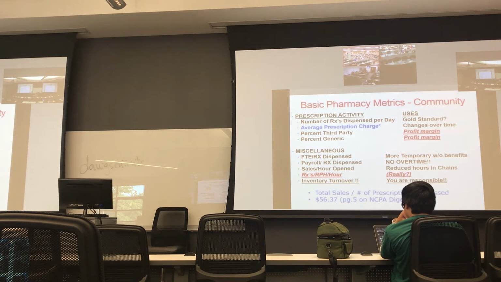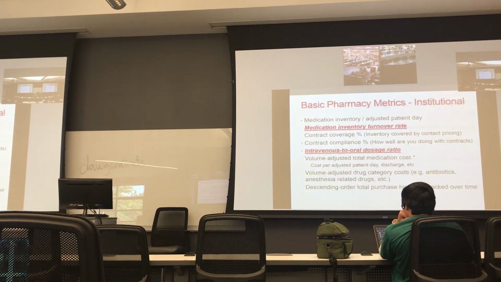And then here, inventory turnover, and if you're the pharmacist, probably the pharmacist in charge, they're going to make you responsible. And in the hospital institution, you don't get away with it, it's just a little different. They have medication inventory per adjusted patient day. It's not important to know how to calculate, but you just think, well, how much inventory do we have for how many patients we have?